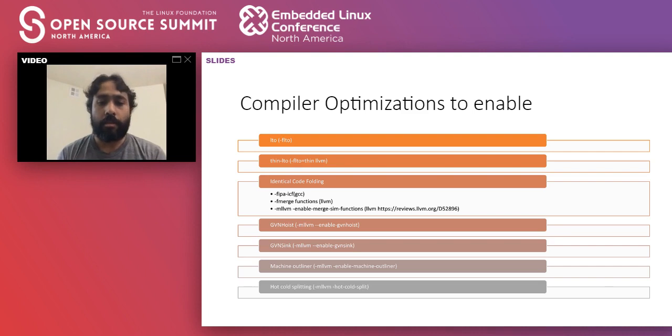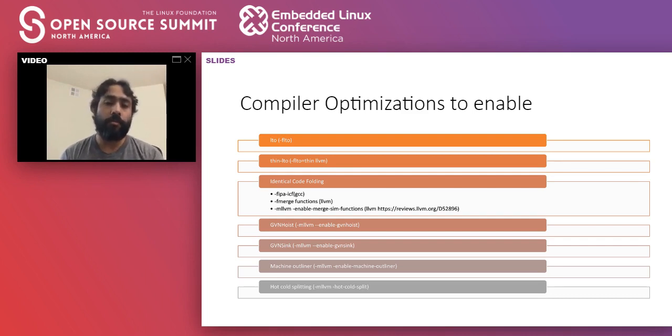The other optimization in LLVM is called GVN hoist. Imagine an if-else statement where the then branch and the else branch both have similar instructions. What we can do is hoist those common instructions into the parent and save code size. It helps in performance as well. It reduces register pressure as well.